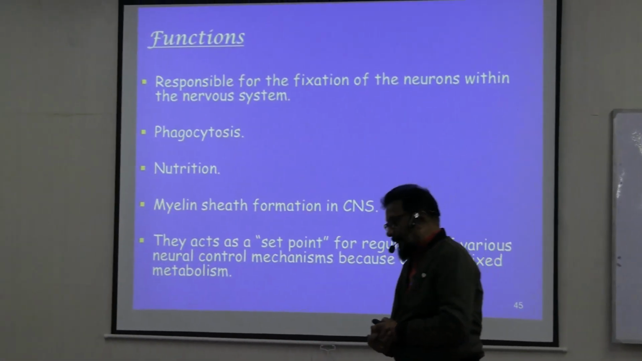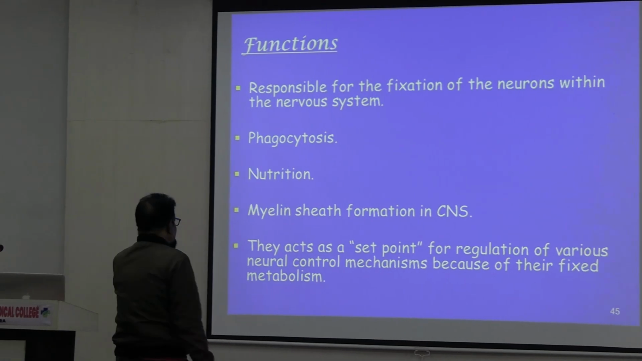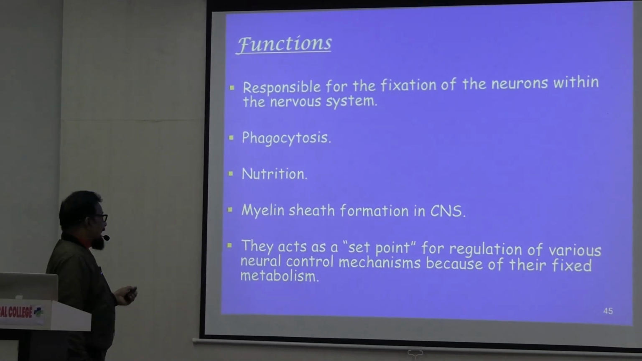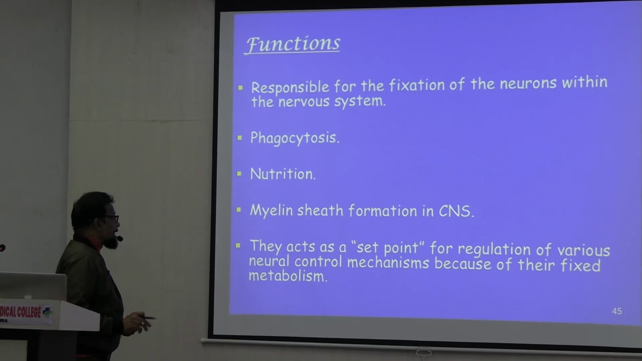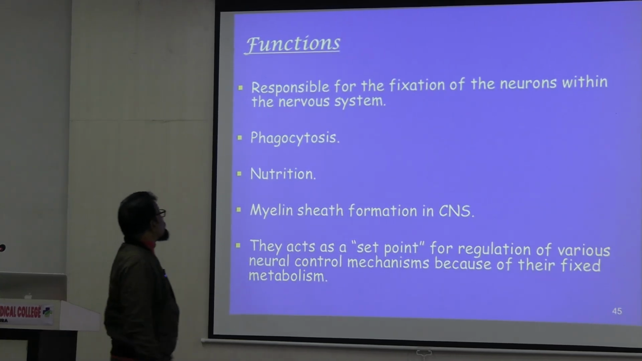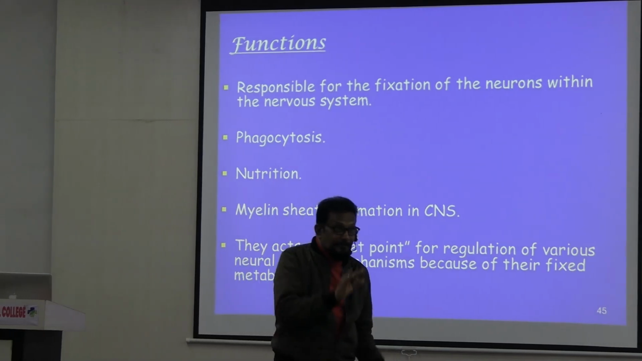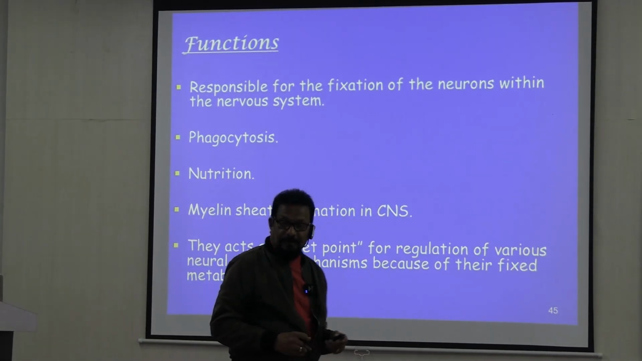These cells are also phagocytic in nature. So they provide nutrition, they create the myelin sheath, they act as a set point of regulation of various neuronal control mechanisms and are responsible for the fixation of the neurons within the nervous system. So these are the main important functions of the neuroglia.